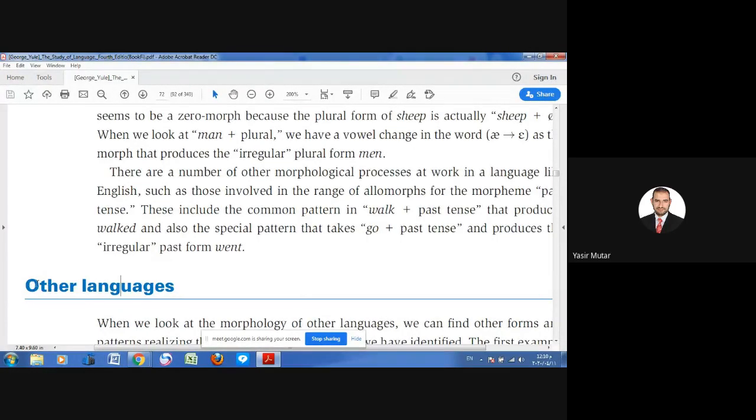So by this section we will end this chapter. What's left are, I think, 2 pages. They are related to other languages, and they are irrelevant to our study.